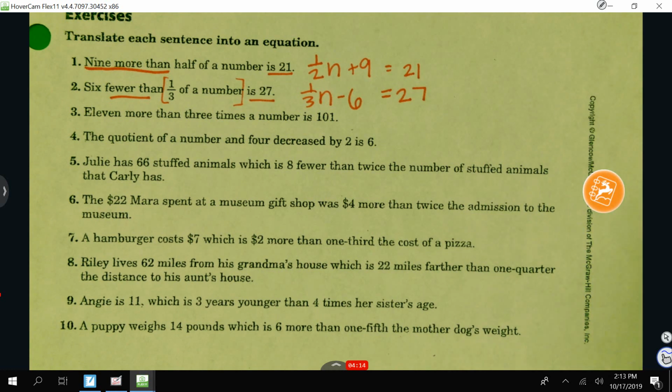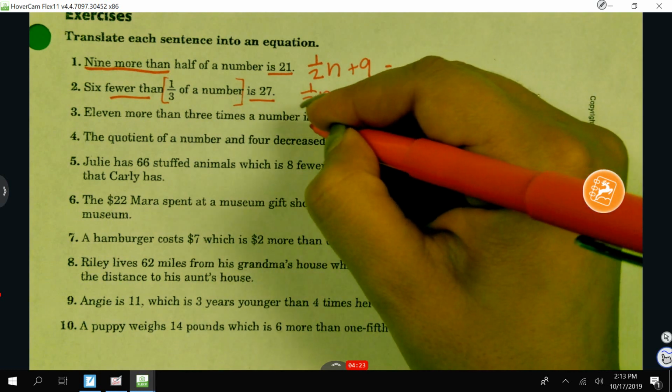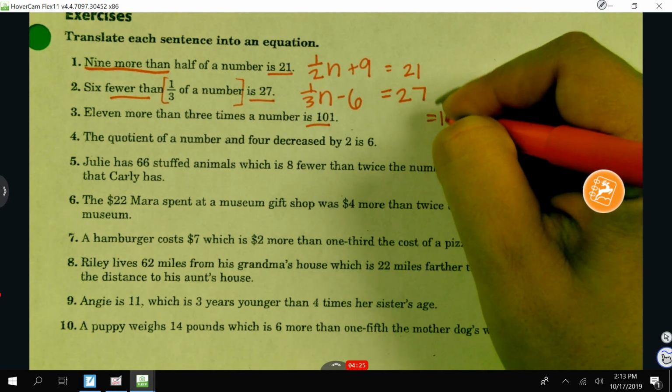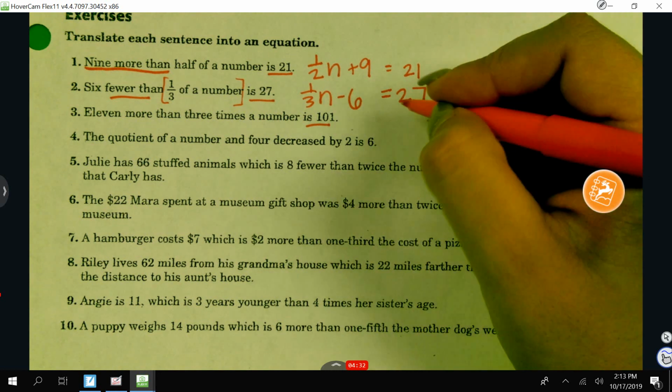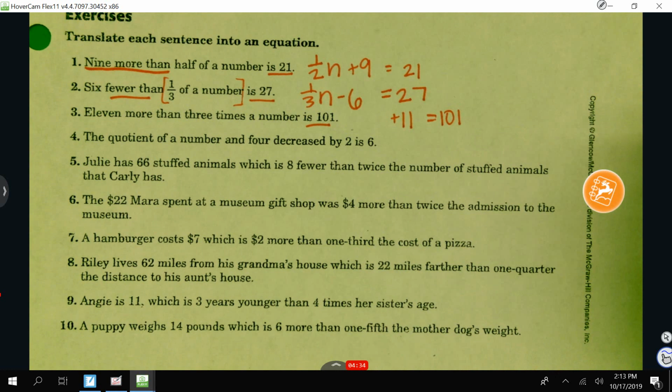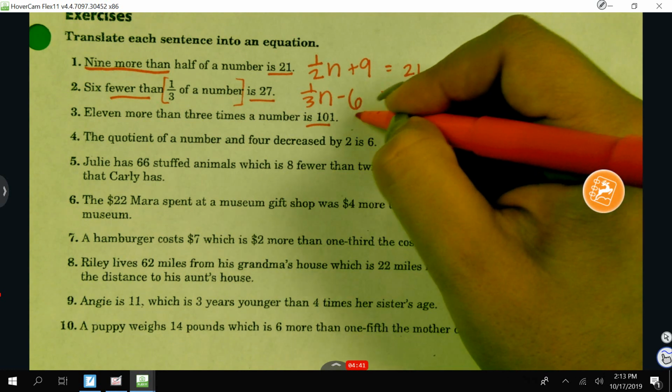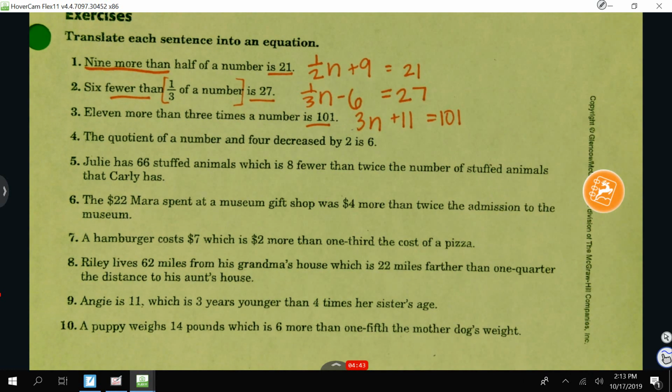All right, number 3, 11 more than 3 times a number is 101. So what do we think? What do we know? 101 is what it's equal to. What else do I know? You're adding 11. And it's a number times 3. So how do I write that? 3n. Good. So 3n plus 11 equals 101.